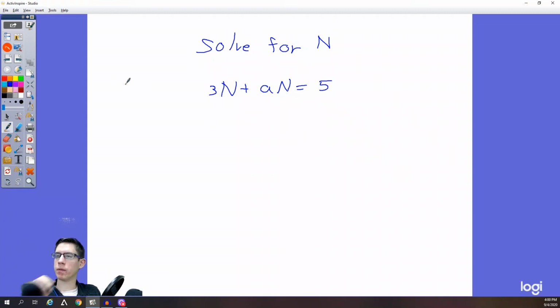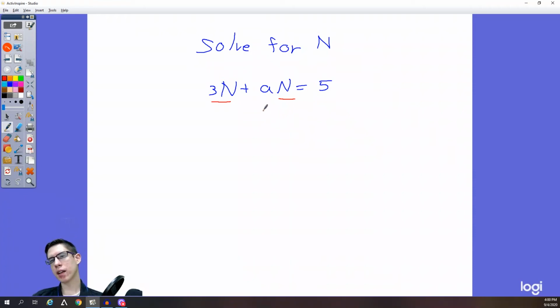So, for our next one, I've thrown in a wrinkle. Because it asks for us to solve for capital N, but what's the issue? Well, there's two n's, right? There's two n's. And that causes a problem for us, because it's not crazy easy to get just one n by itself.